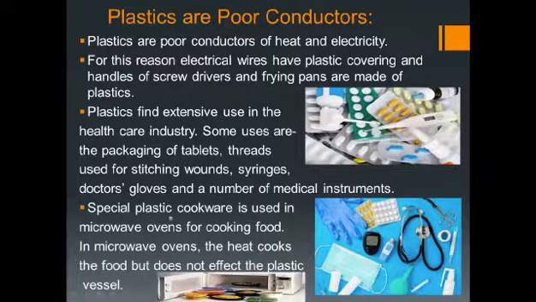Plastic cookware is used in microwave ovens for cooking food. In microwave ovens, the heat cooks the food but does not affect the plastic vessel.